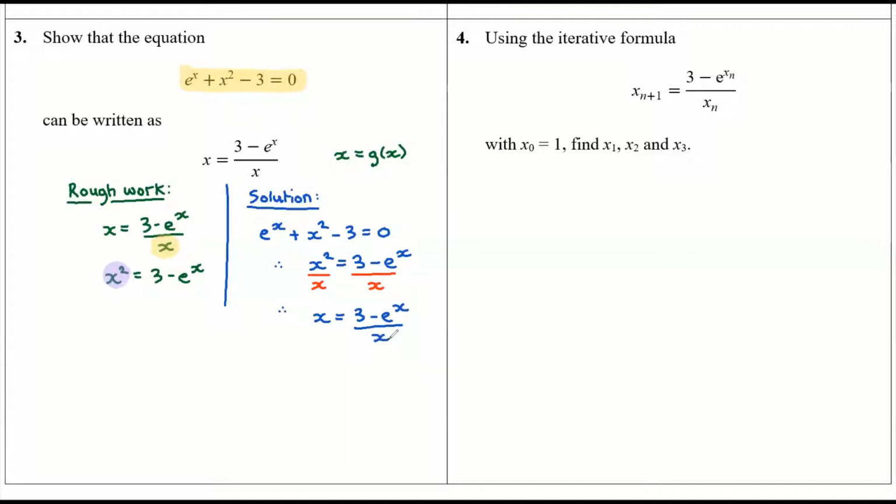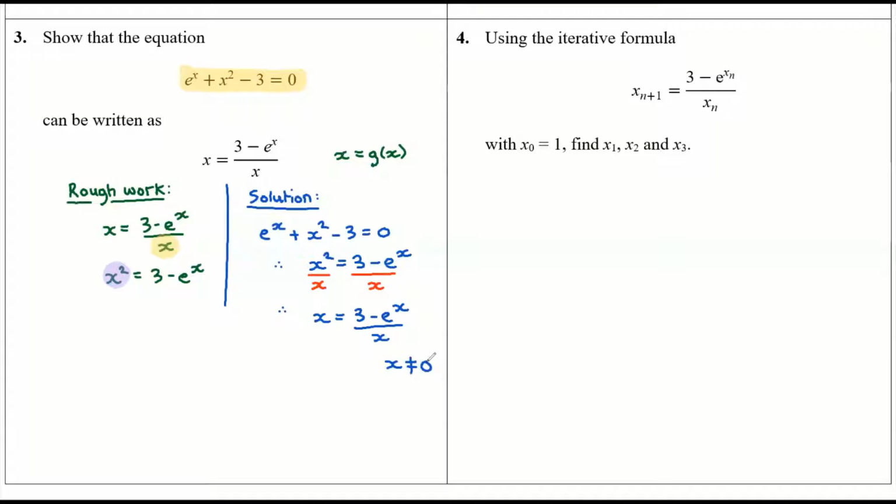And there was obviously a caveat with that. Obviously we'd have to assume that x is not equal to 0. So we wouldn't be allowed to put x equals 0 into that equation because obviously that would create a singularity. All right, so that's question 3.